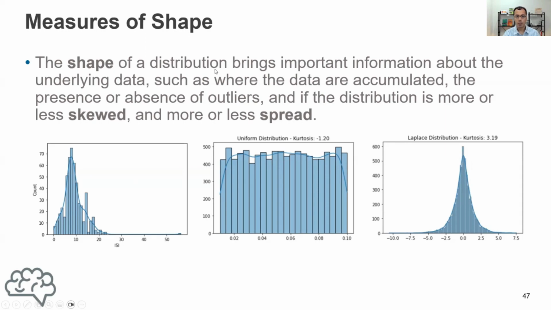The measures of shape are very important because they bring information about the underlying data distribution, such as where the data is accumulated, the presence or absence of outliers, and if the distribution is more skewed or spread.